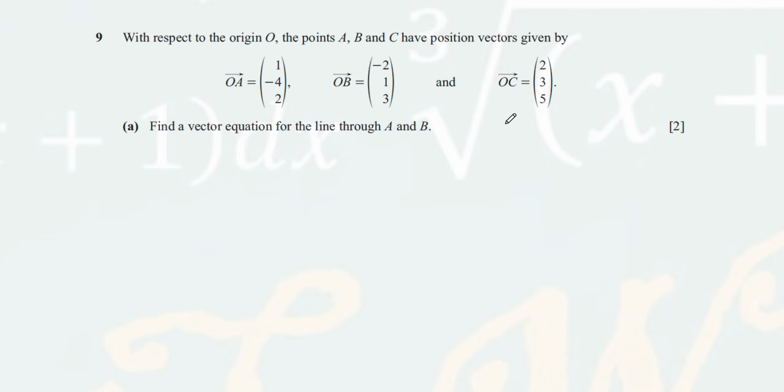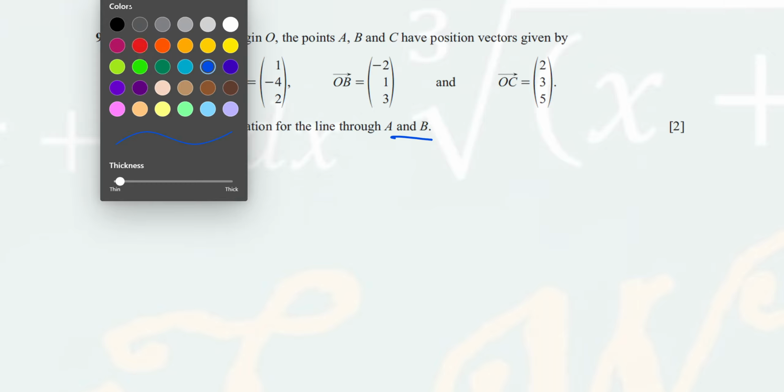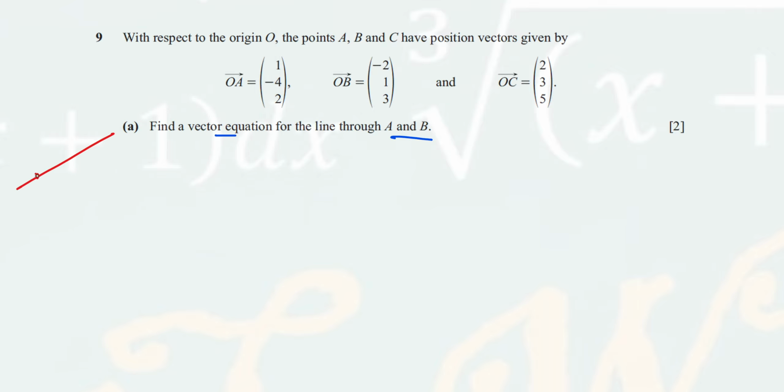Alright, so next question, number 9. With respect to the origin O, the points A, B, C have the given position vectors. Find the vector equation for the line through A and B. Okay, so for your information, if this is the line through A and B, the direction vector is either in the direction of AB or BA, up to you.